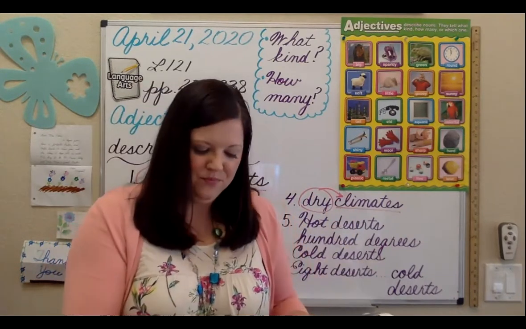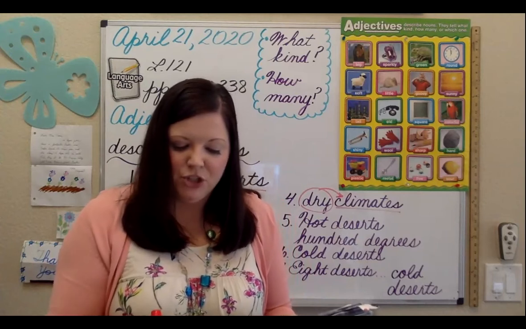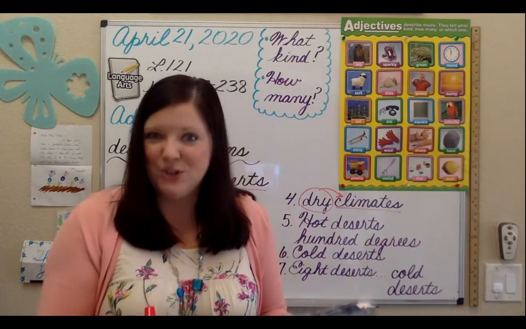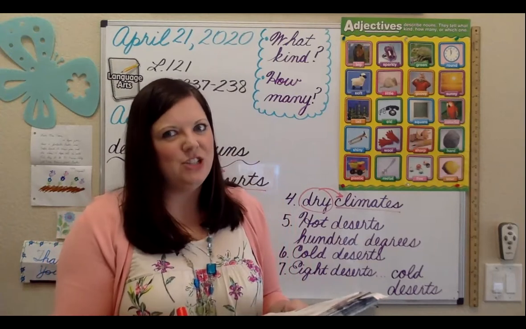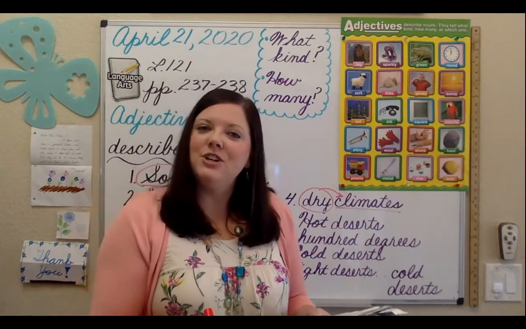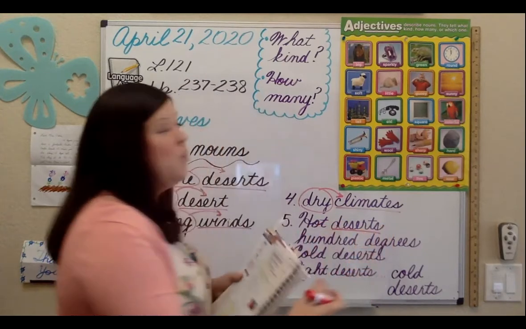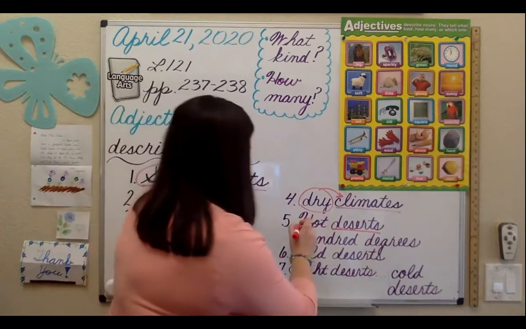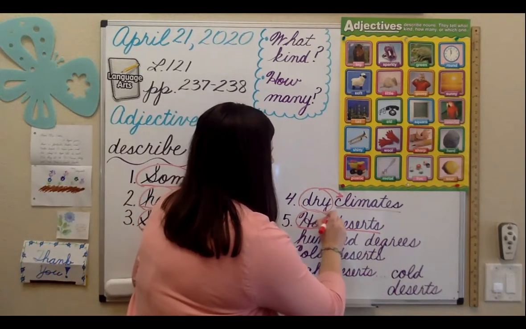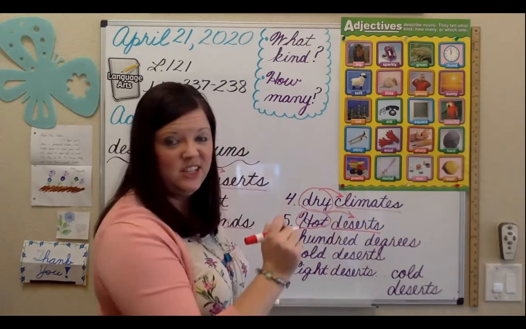Number 5, hot deserts have temperatures of over 100 degrees. This one actually has 2 in there. Deserts is our noun. What kind of deserts do we have? Well, they're hot. Have you ever been in a hot desert before?